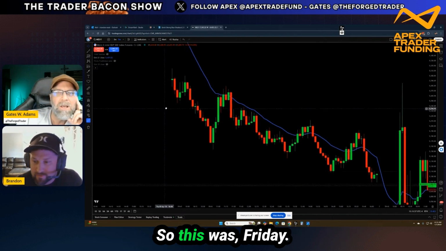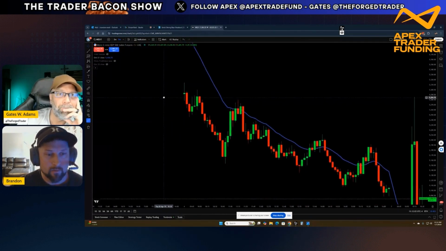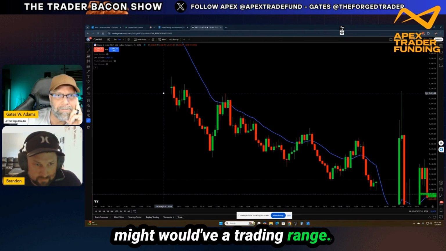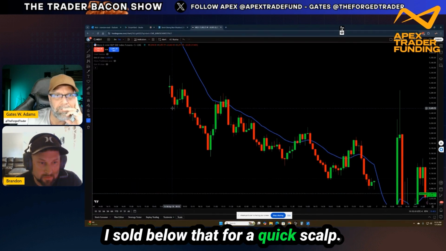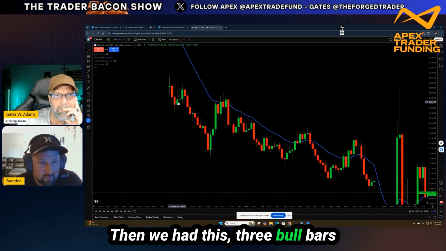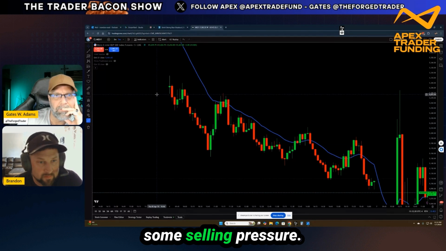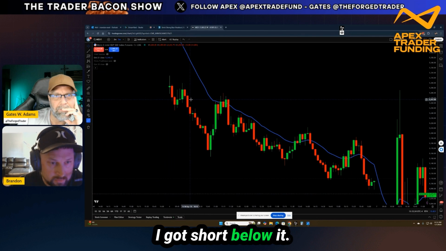So this was a Friday. We had a big gap down. And we had this doji bar. Just kind of made me think we might have a trading range, but then we got this strong bear bar. I sold below that for a quick scalp. Then we had these 3 bull bars with the large tails above them. So that was showing some selling pressure. Once this bar closed, I got short below it.